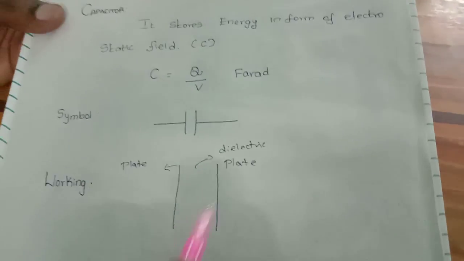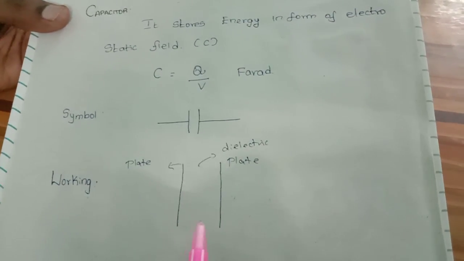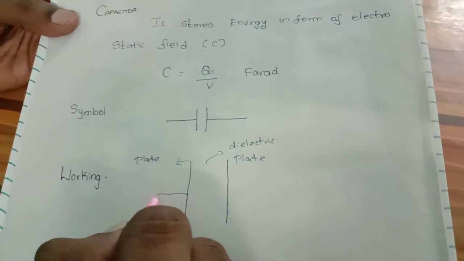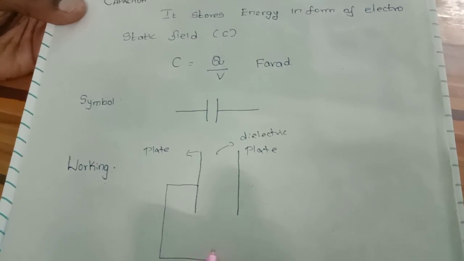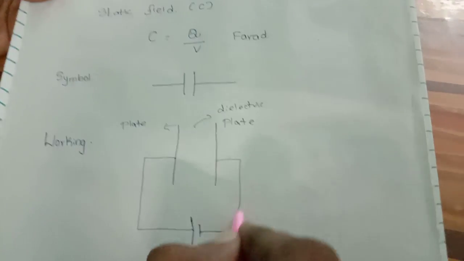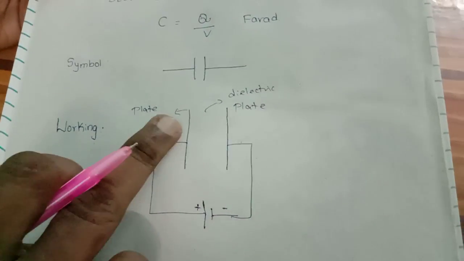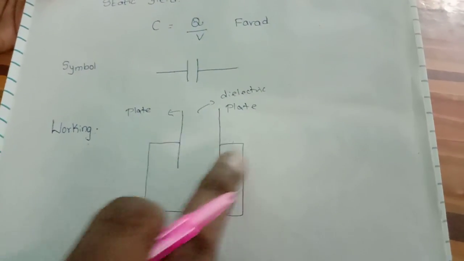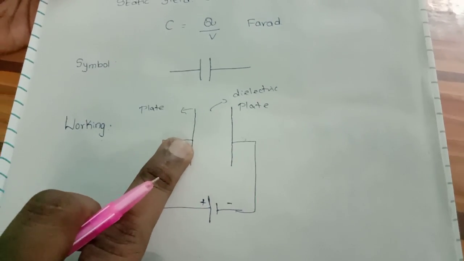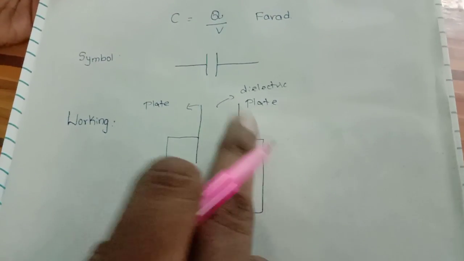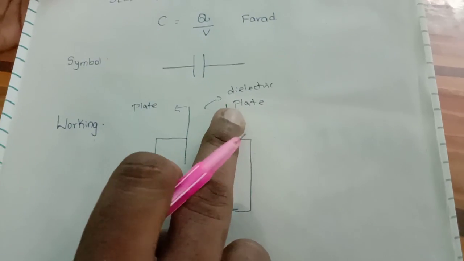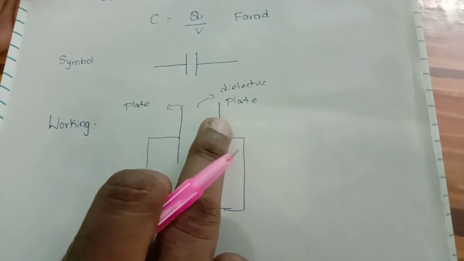Now you see what this capacitor actually does. I am giving a supply from a battery. This is the plus and this is the minus. I am connecting a battery source across this capacitor. Since it is a metal, the metal has free electrons as well as positive charges, and similarly, the other side has electrons as well as holes.